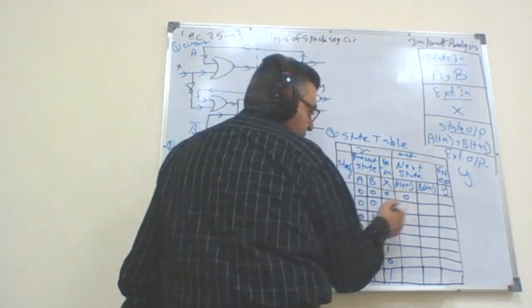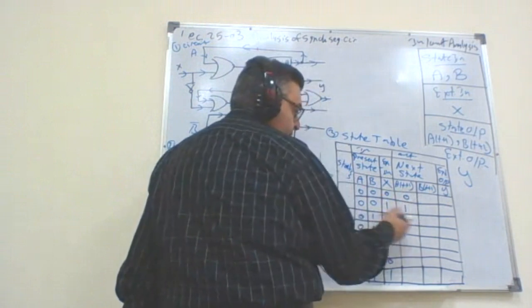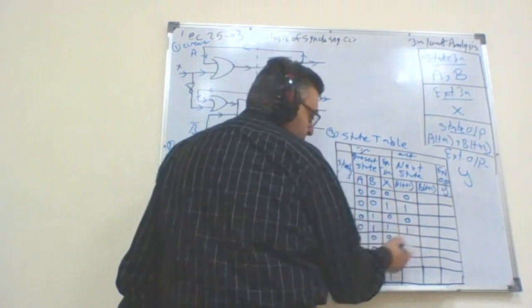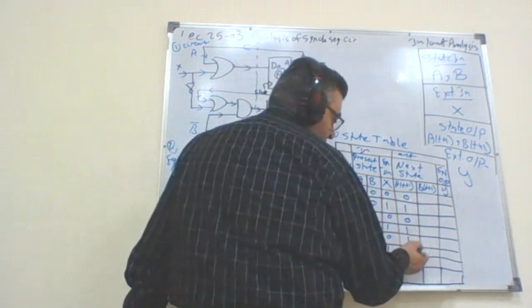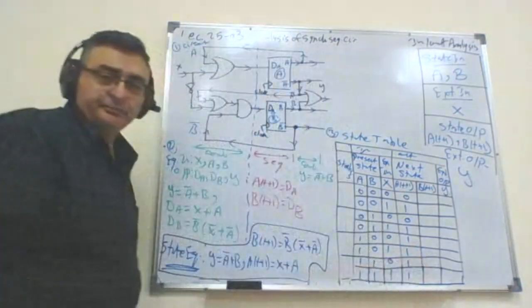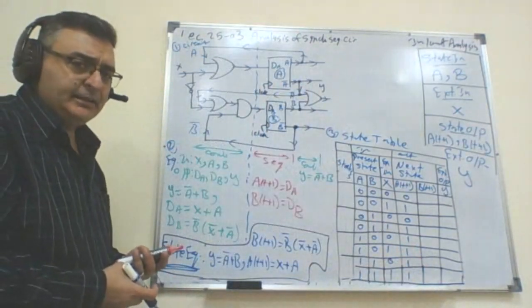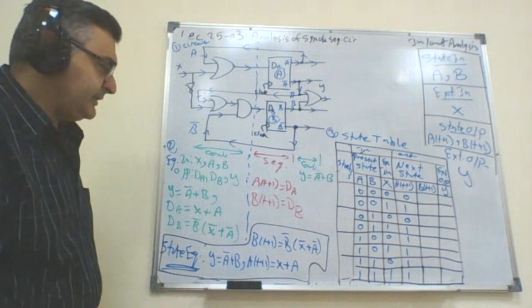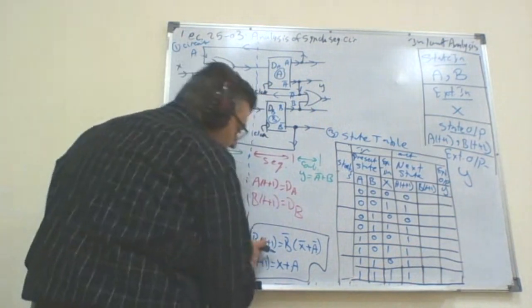0 OR 0 is 0. 0 OR 1 is 1. 0 OR 0 is 0, 0 OR 1 is 1. Then I have here 1, 1, 1, 1. It's an ORing. Make sense? Any question? Next, B of t plus 1.